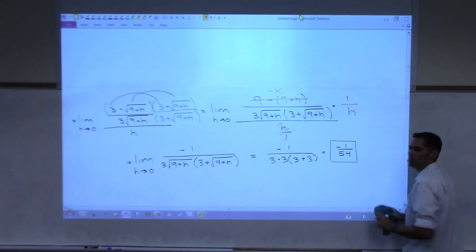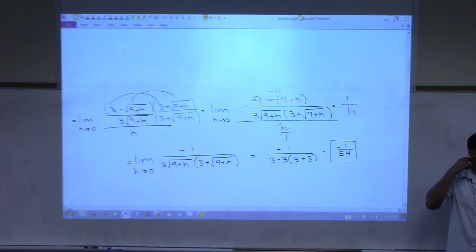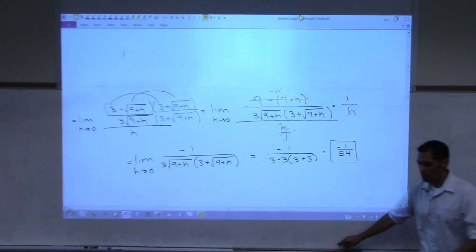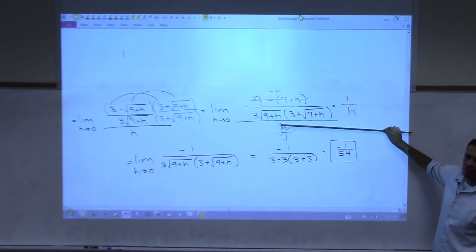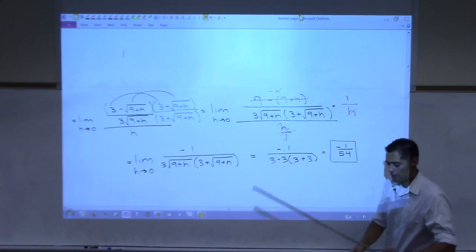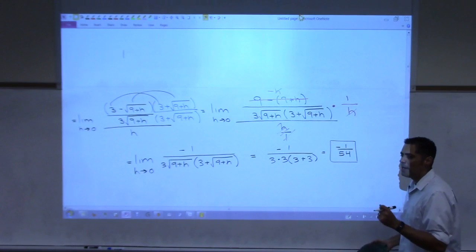Negative 1/54 is m. So the slope of our tangent line should be just slightly tilted, right? Just slightly tilted down. All right, what's the equation of the tangent line?